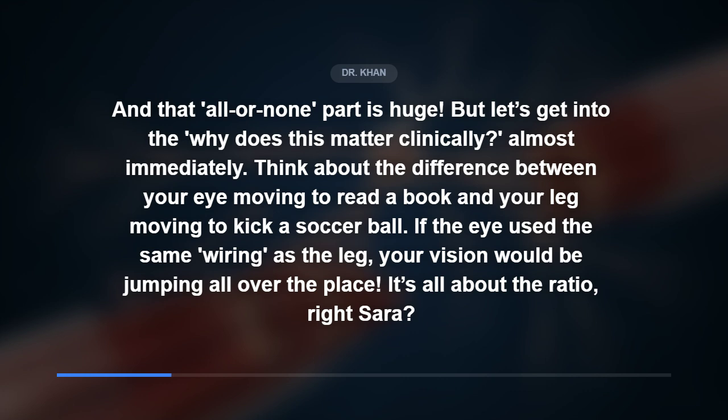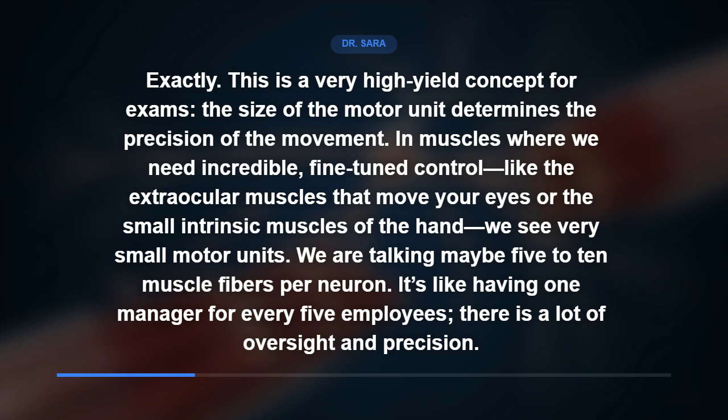And that all or none part is huge. But let's get into why this matters clinically almost immediately. Think about the difference between your eye moving to read a book and your leg moving to kick a soccer ball. If the eye used the same wiring as the leg, your vision would be jumping all over the place. It's all about the ratio, right, Sarah? Exactly. This is a very high-yield concept for exams. The size of the motor unit determines the precision of the movement.